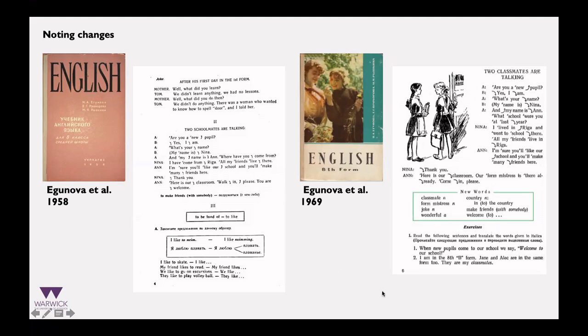Interestingly, in this exercise, by page 6, we're again translating. So we're reading the following sentences and translating just the word in the sentence that's given in Russian, in English, sorry. So we've got, when new people come to our school, we say, welcome to our school, and we have to translate welcome into the Russian in this side here. So we've got some translation here where it's giving us, I like to swim, and the same in Russian. And here we're immediately being asked to translate into Russian rather than being given a translation.